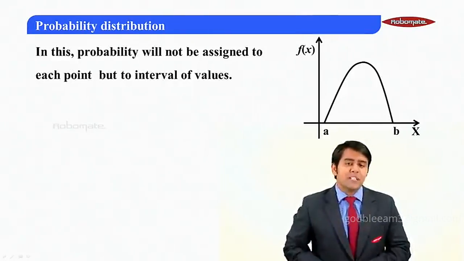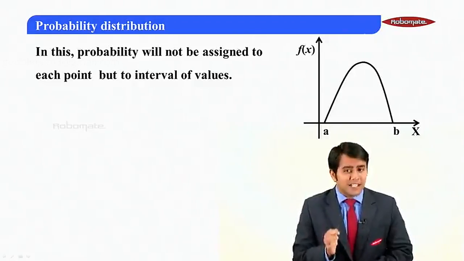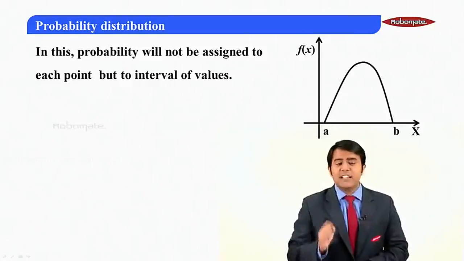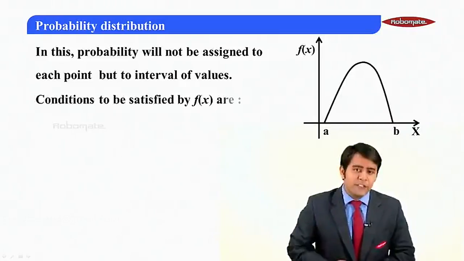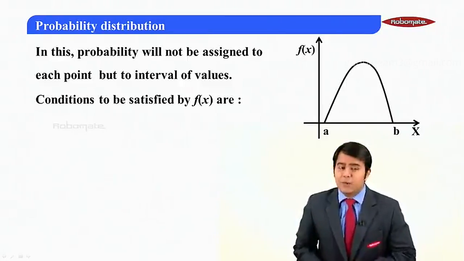So first of all, we must be very clear that in this, the probability will not be assigned to each point, but to an interval of values. Here the interval is from point A here to the point B here. So moving further, the conditions which must be satisfied by f of x are as follows.